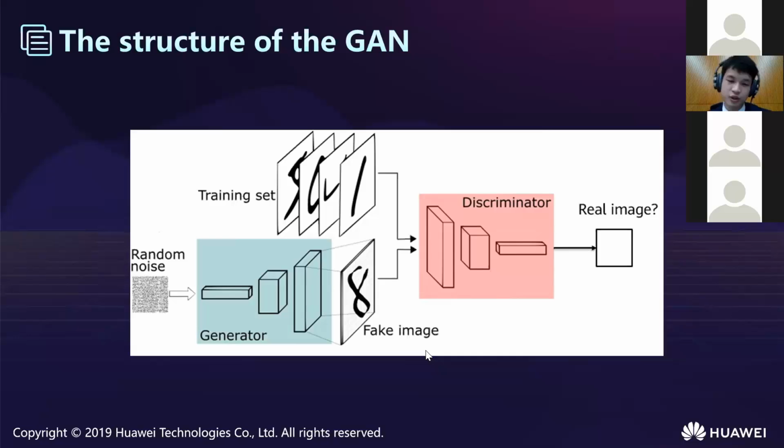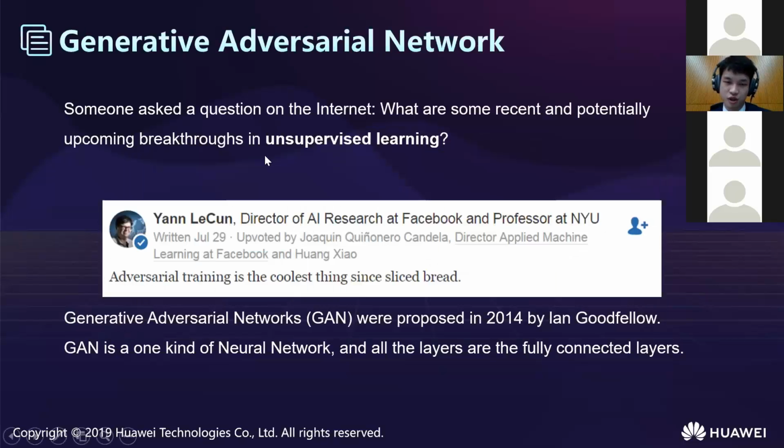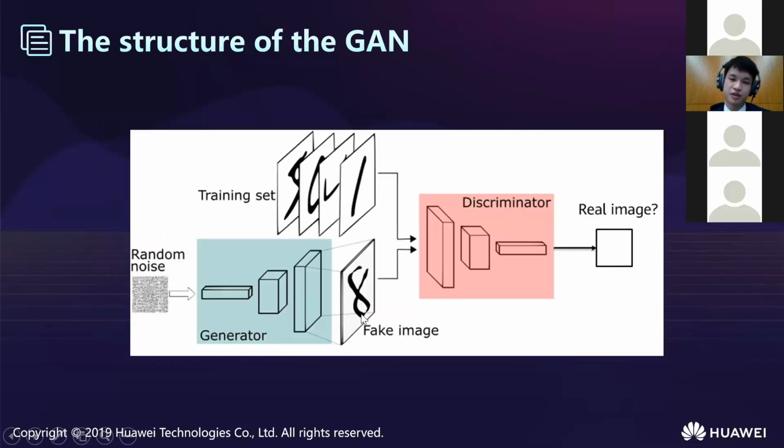So you only need to remember that we use the GAN to generate images. It uses unsupervised learning to generate images or sentences, for example. Okay, I will show you the result of the experiment.